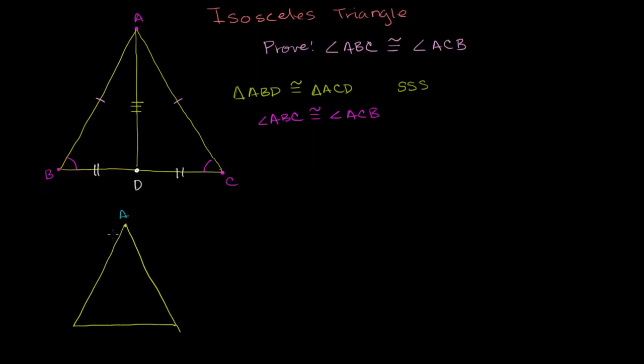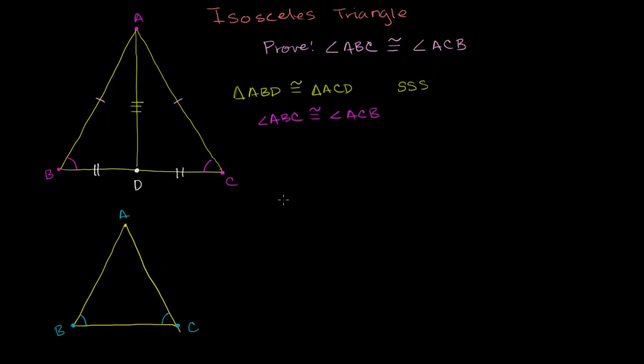So I'll call that A. I will call this B. I will call that C right over there. And now we're going to start off with the idea that this angle, angle ABC, is congruent to angle ACB. So this is where they have the same exact measure.